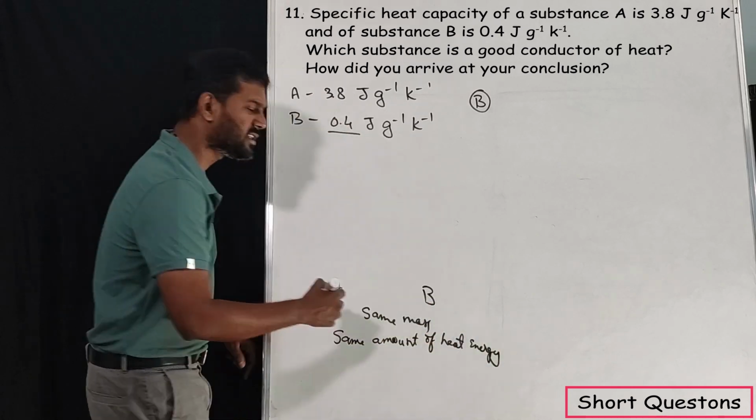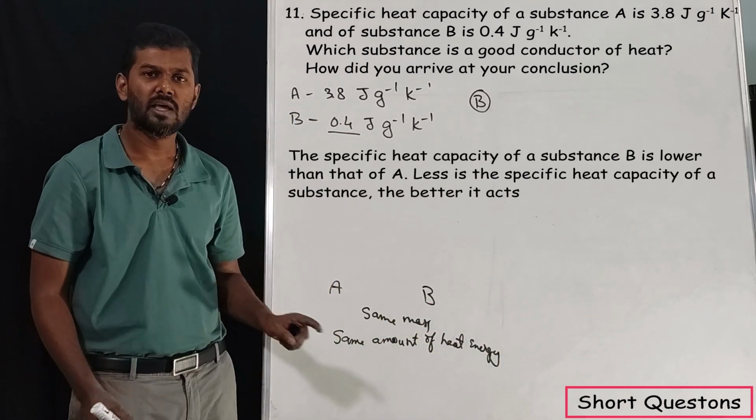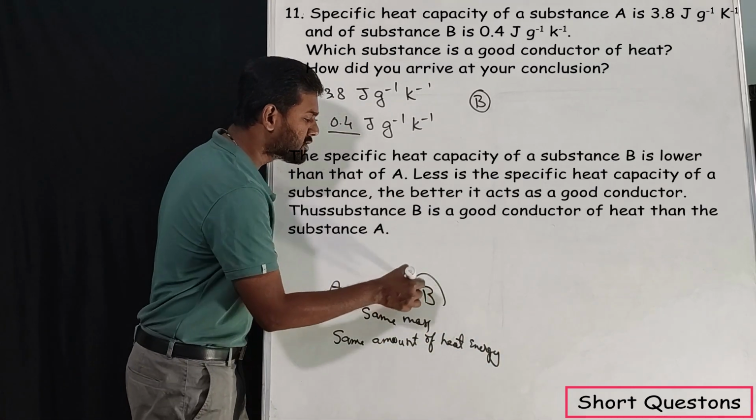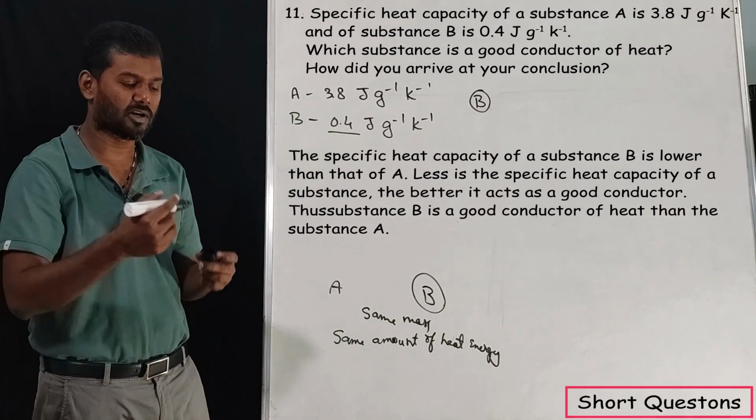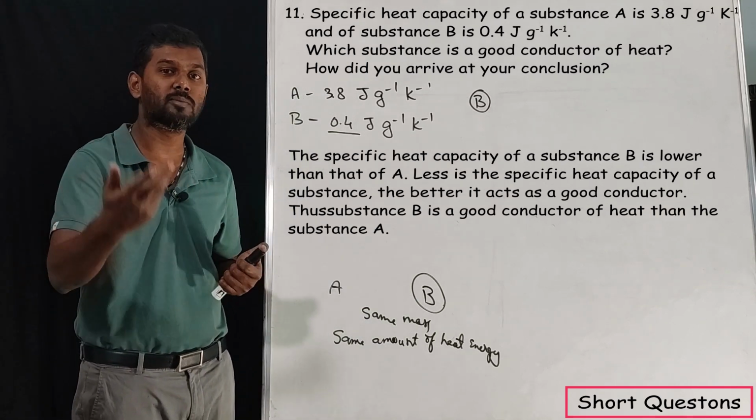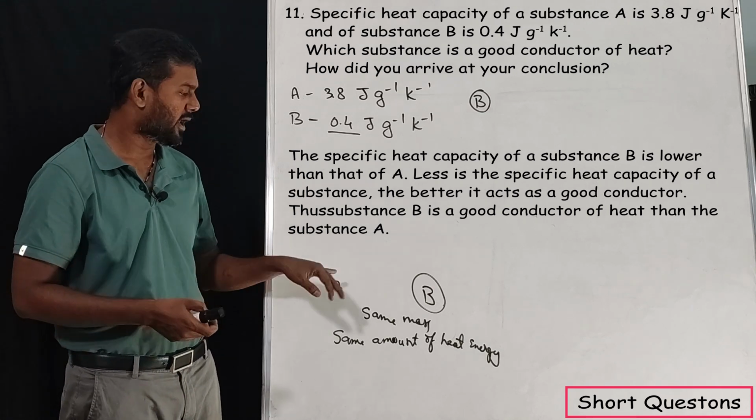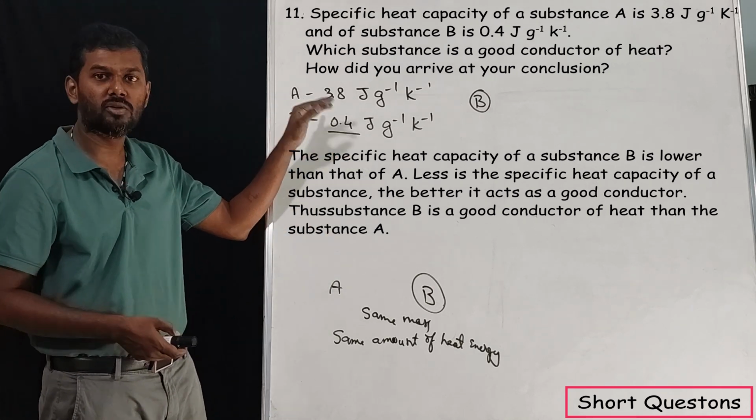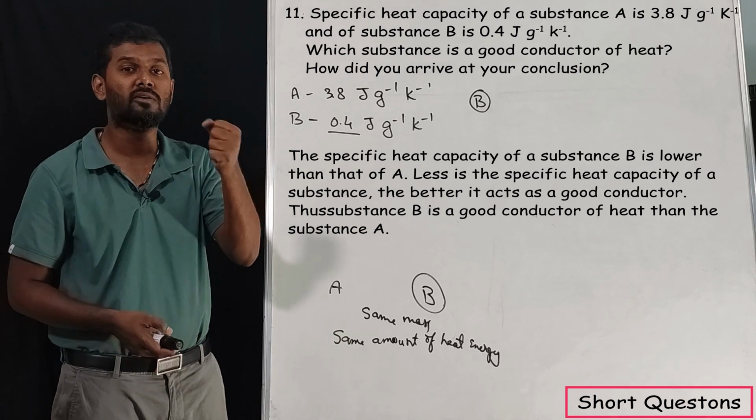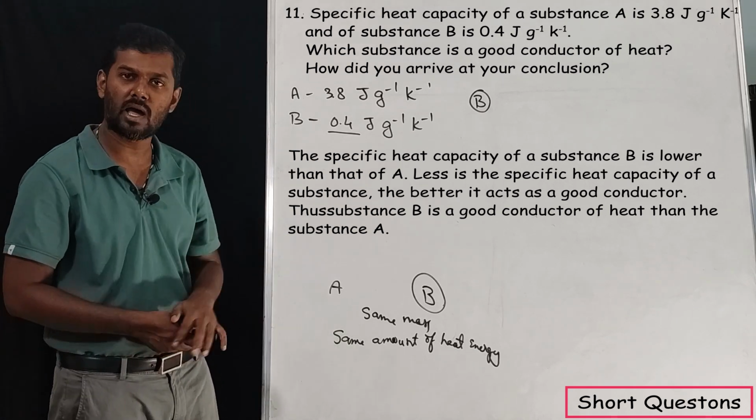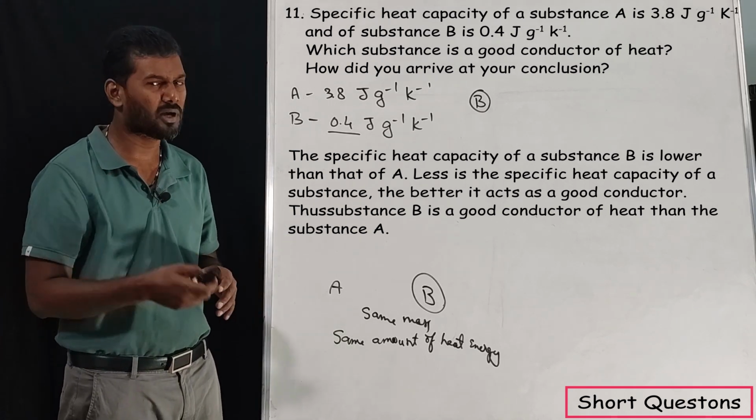Okay, we have given the same amount of heat energy and they have the same mass. Now which object will heat faster? That means which object's temperature will rise faster compared to A. The one which has the lesser value, that object's temperature will rise faster compared to the other object. This is how we came to the conclusion.